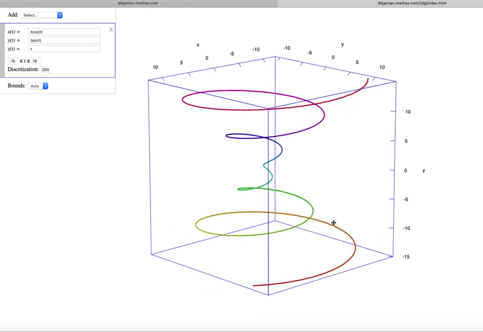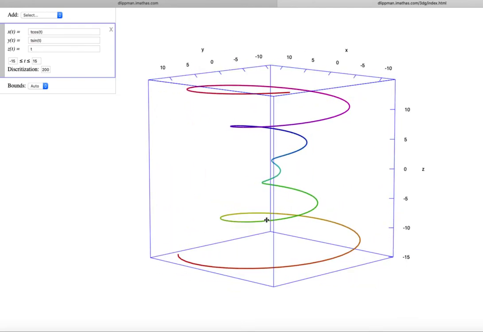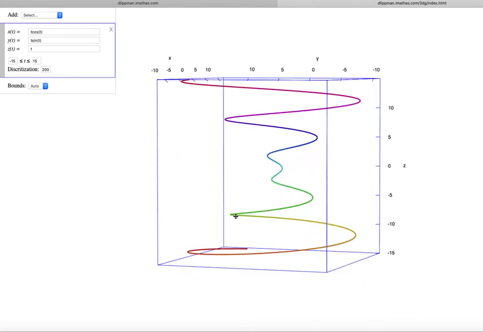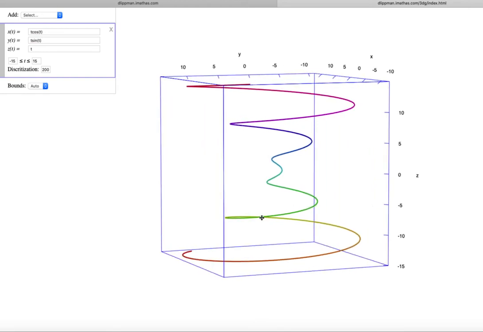So kind of interesting what we got here. They're asking us, does this space curve lie on top of the cone they gave us? Well, maybe so.